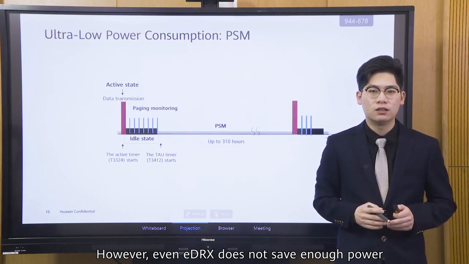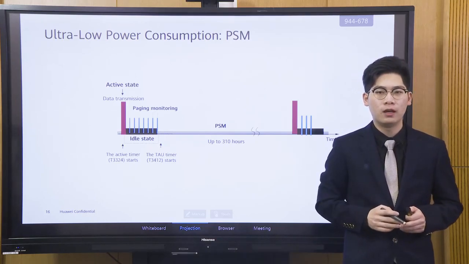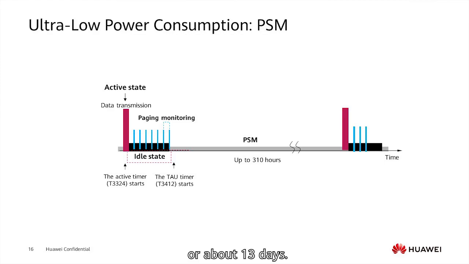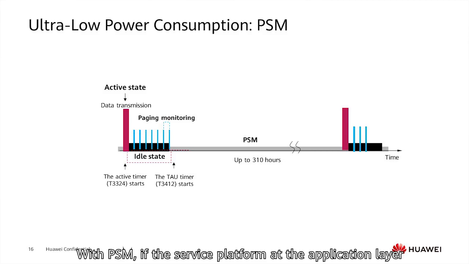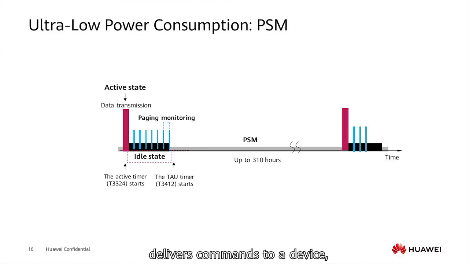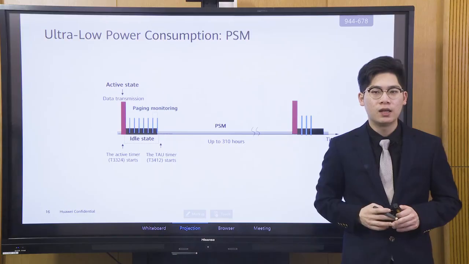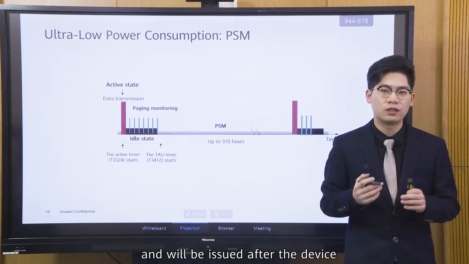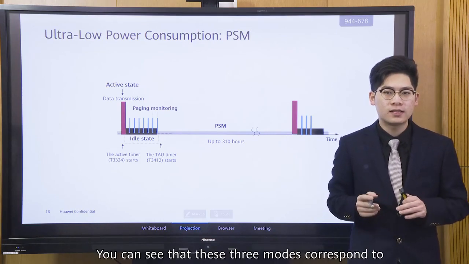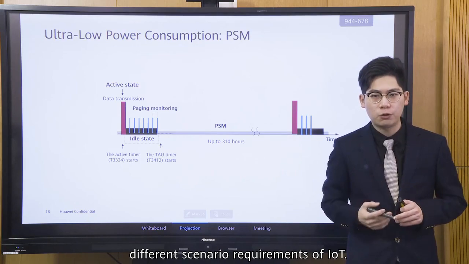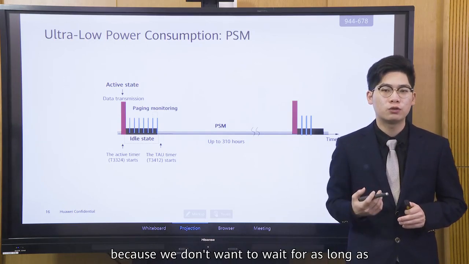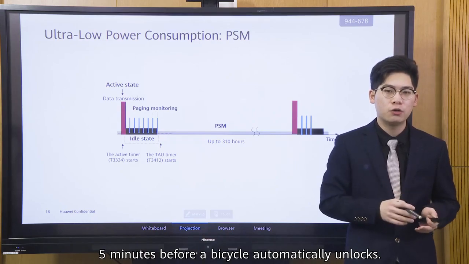However, even eDRX does not save enough power for some IoT devices, which is why PSM was introduced. With PSM, the sleep period can be up to 310 hours, or about 13 days. With PSM, if the service platform at the application layer delivers commands to a device, the device will not receive these commands immediately. These commands are temporarily stored on the IoT platform and will be issued after the device wakes up from sleep mode. You can see that these 3 modes correspond to different scenario requirements of IoT. For example, DRX is good for shared bicycles because we don't want to wait for as long as 5 minutes before a bicycle automatically unlocks.